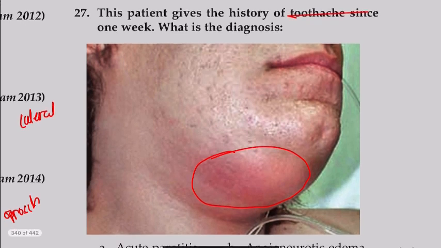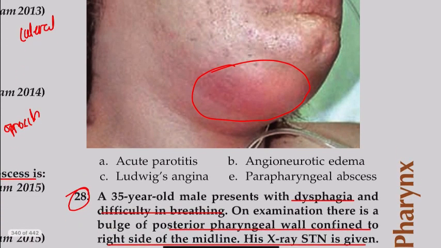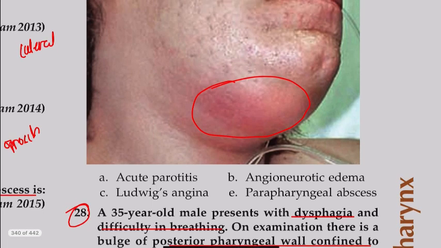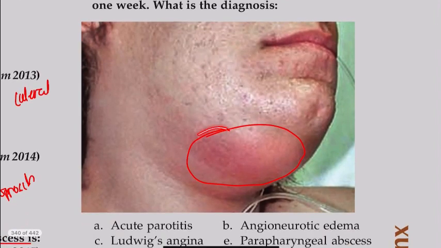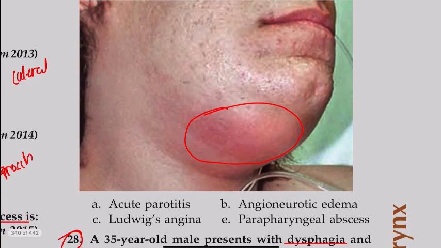Now the given patient gives a history of toothache since one week, and tooth extraction. Sorry, because here it is showing swelling in this region, the submandibular region. So here it is not parapharyngeal abscess, because we need to go through the diagram. That is Ludwig's angina.